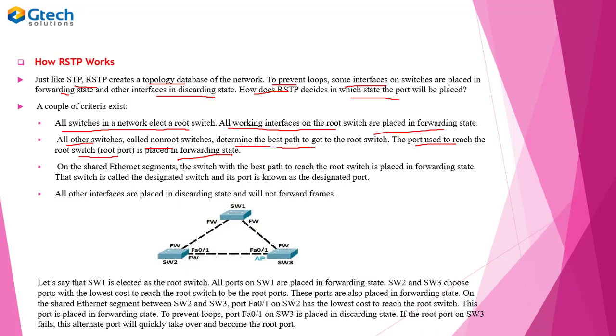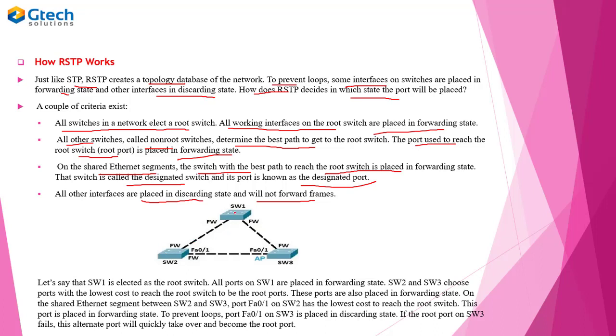So remember these points. Then on the shared Ethernet segments, the switch with the best path to reach the root switch is placed in the forwarding state. Same concept. That switch is called the designated switch and its port is called the designated port. Very simple, guys. The same concept that we discussed earlier in STP. So all other interfaces are placed in the discarding state and will not forward frames, right?